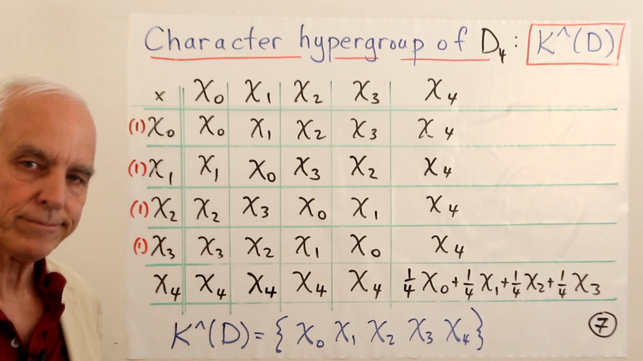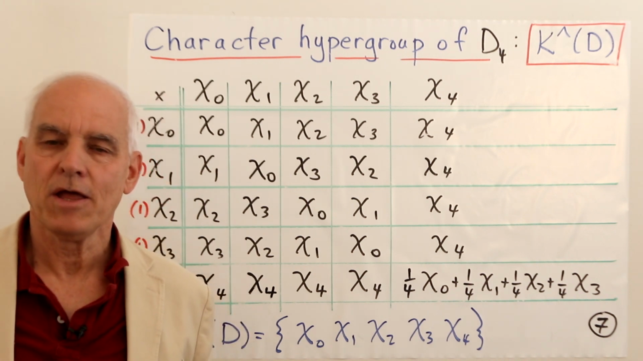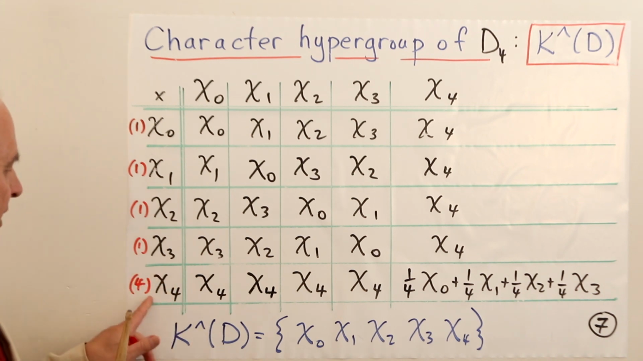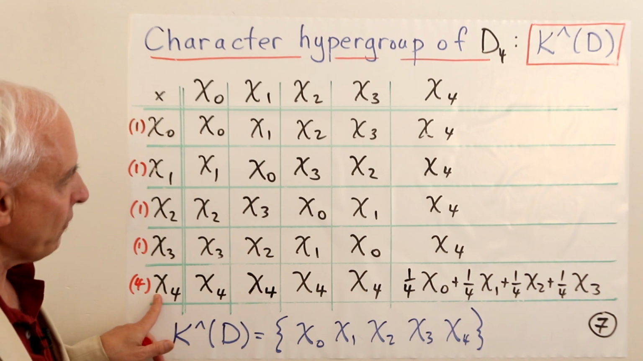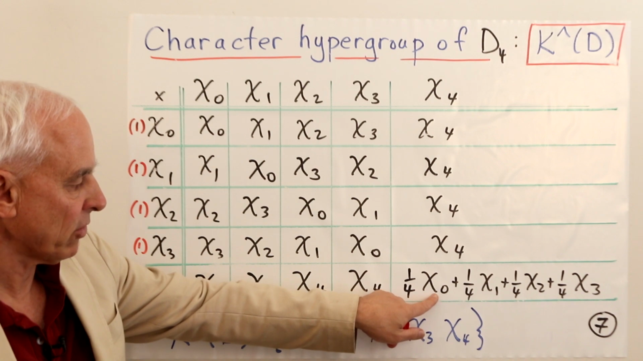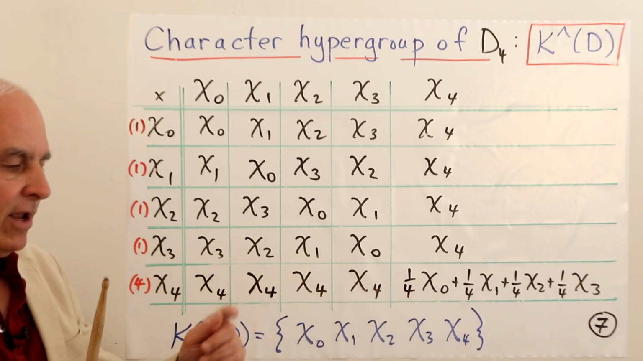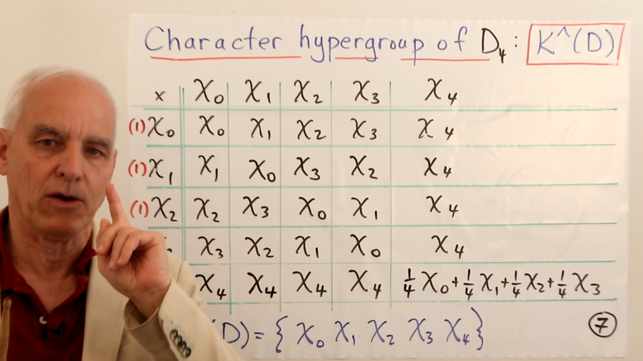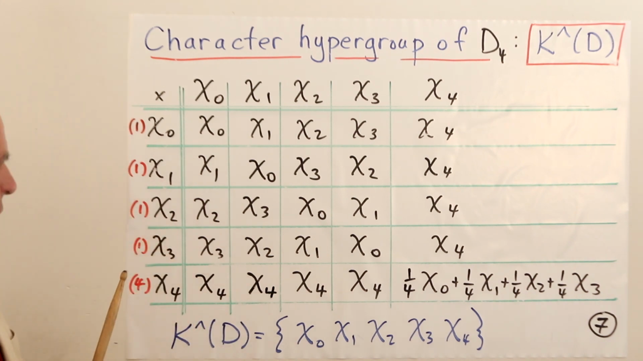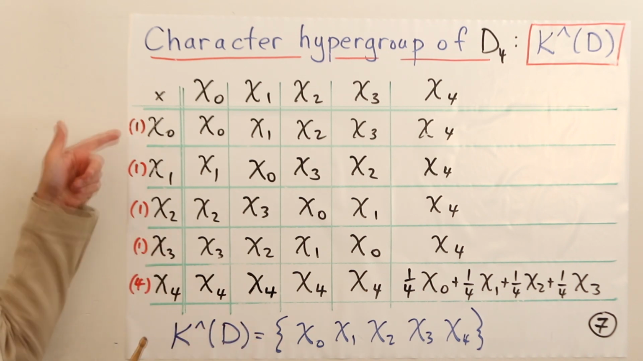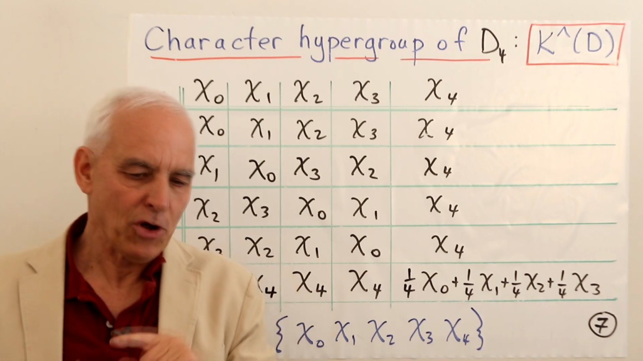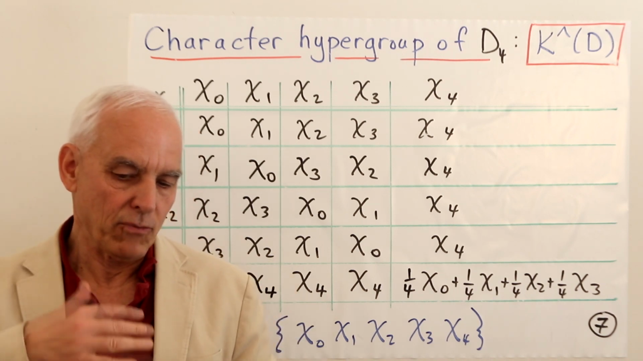What's the weight of chi4? The weight of chi4 is 4, because the star of chi4, like the antiparticle of chi4, is chi4 itself. And the coefficient that chi0 appears in that product is 1/4. And the reciprocal of that 1/4 is 4. Okay, so the total weight of this hypergroup is 1 plus 1 plus 1 plus 1 plus 4, which is 8. That's actually also the same as the weight of the original hypergroup.